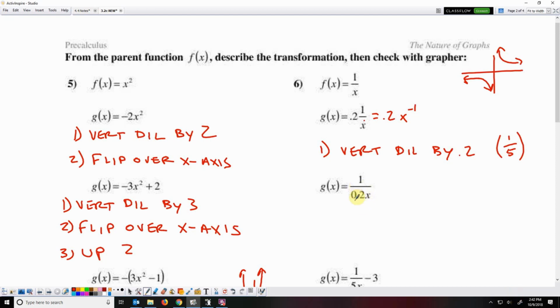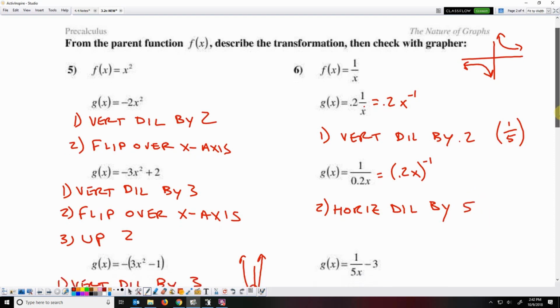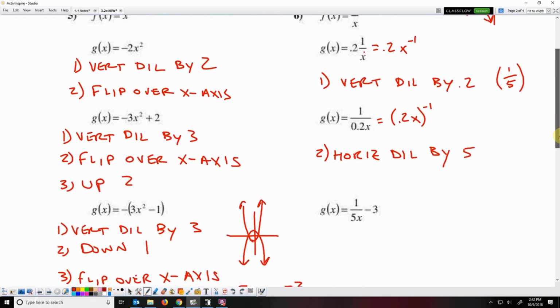Now this one is inside the function. Okay? So this is the same as 0.2x to the negative 1 power. Okay? So that one is inside the original function, so it is a horizontal dilation. And it's by the reciprocal. Now that 0.2 is the same as 1/5, so it's by the reciprocal, which is 5. So it gets 5 times the original width. All of the x values get multiplied by 5.